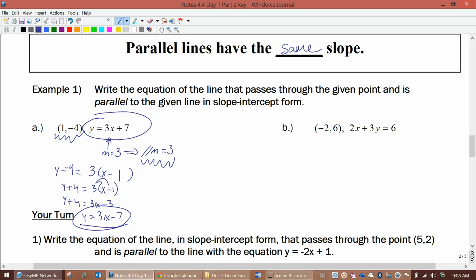Look at part B. What's different between B and A? It's in standard form. Great way to articulate it, too. It's the line that is parallel to the line we want, and that equation is written in standard form. Can you read the slope from standard form? No. Slope is not 2. Slope is not 3, nor is it 6. Okay? We have to use this to find the slope.